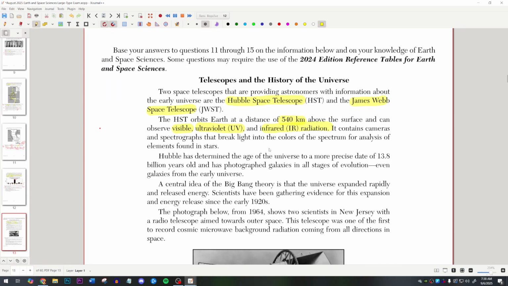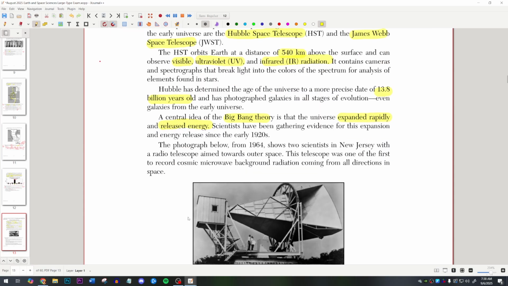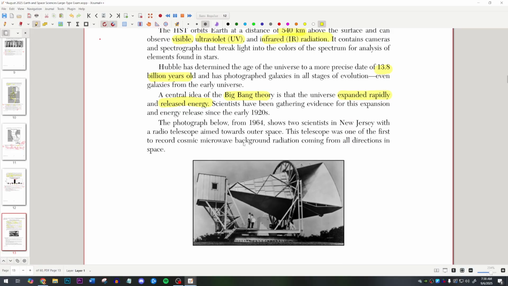Hubble has determined the age of the universe to a more precise date of 13.8 billion years ago and has photographed galaxies in all stages of evolution, even galaxies from the early universe. A central idea of the Big Bang theory is that the universe expanded rapidly and released energy. Scientists have been gathering evidence for this expansion and energy since the 1920s. The photograph below shows 2 scientists in Jersey with the radio telescope aimed at outer space. The telescope was one of the first to record cosmic microwave background radiation coming from all directions in space.